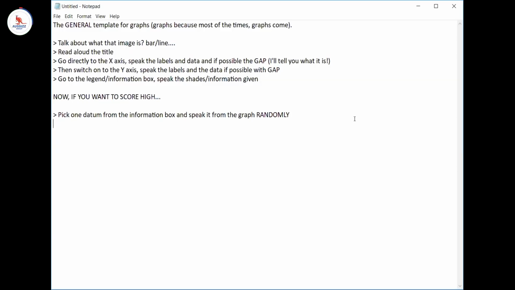Pick one datum from the information box and speak it from the graph randomly. Switch on to the next datum. Datum is the singular of data. I hope you get it. Switch on to the next datum from the information box and speak from the graph randomly again. And then finally, speak of the graph randomly. One information is done, then the second information is done.